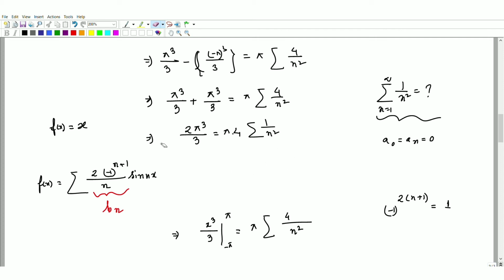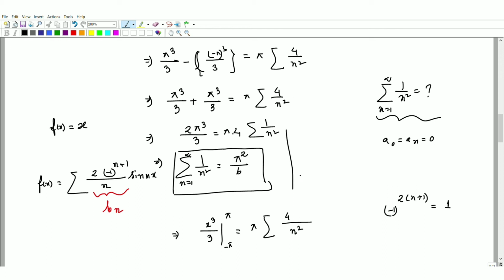and making the summation 1 by n square the subject, then you will find it is pi square by 6. Okay, so we have found this infinite series 1 by n square, and it is pi square by 6.